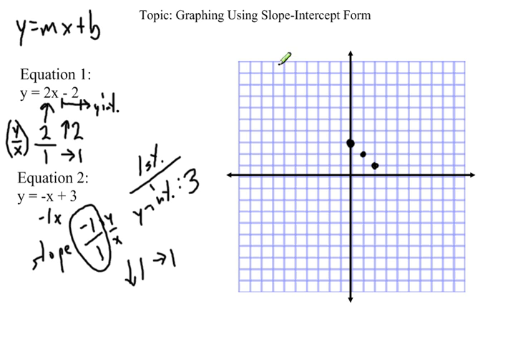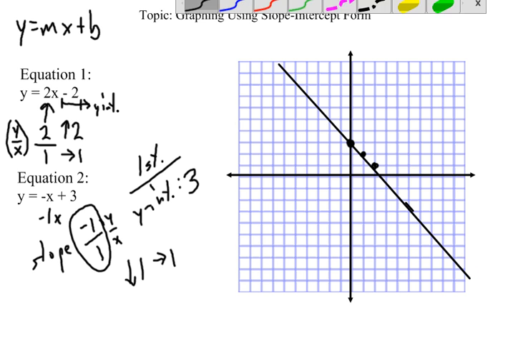So, see if I can hit this. It's going to go just like this. It should go just like that. Get rid of the ugliness and try that again. There we go. And then don't forget your arrows on the ends.